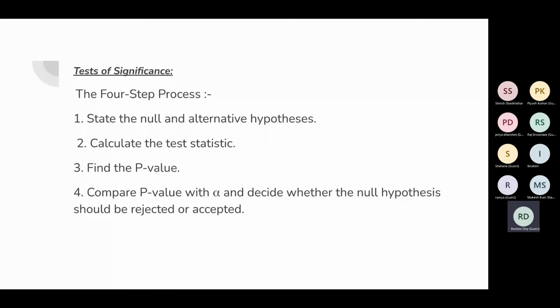The first step, we state the null and alternative hypothesis. Then we calculate the test statistic, either using t-test or z-test. Then we find the p-value corresponding to the t-test or z-test. Then we compare our p-value with alpha, that is the level of significance provided in the problem. And then we decide whether our null hypothesis is rejected or accepted.